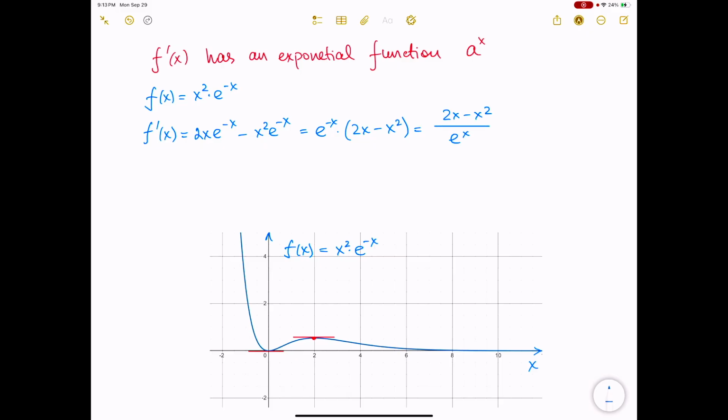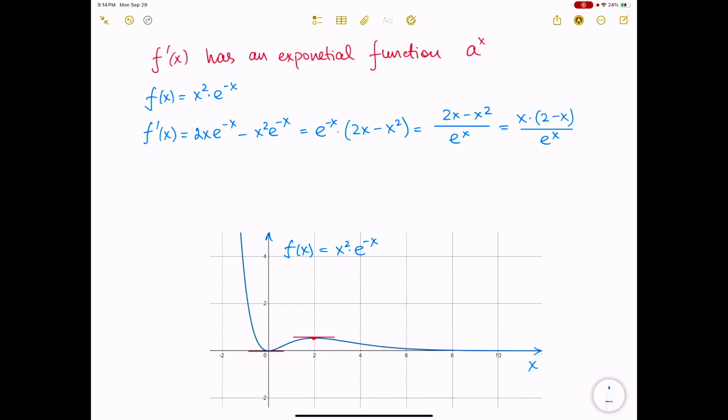Now, in the numerator we have 2x minus x squared. We can factor out a common factor x. Our derivative of the function can be written as a quotient, where in the numerator we have x and 2 minus x multiplied with each other, and in the denominator we have e to the x.